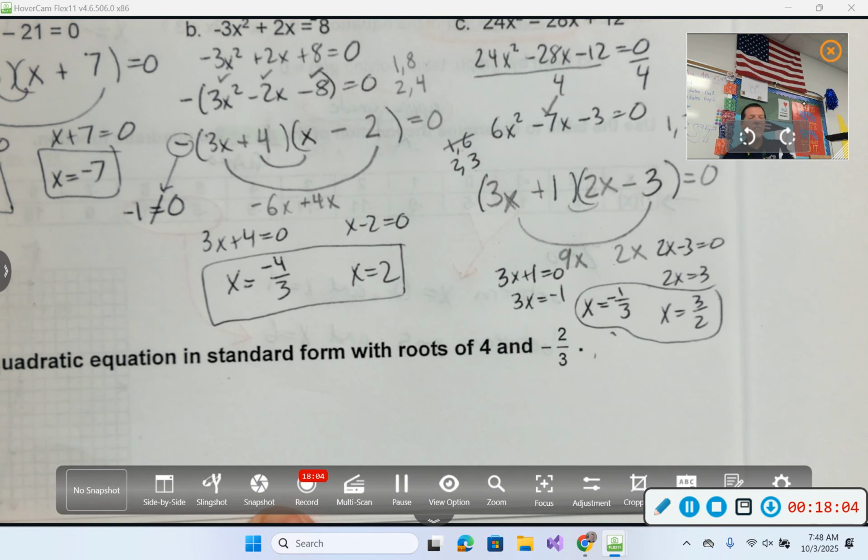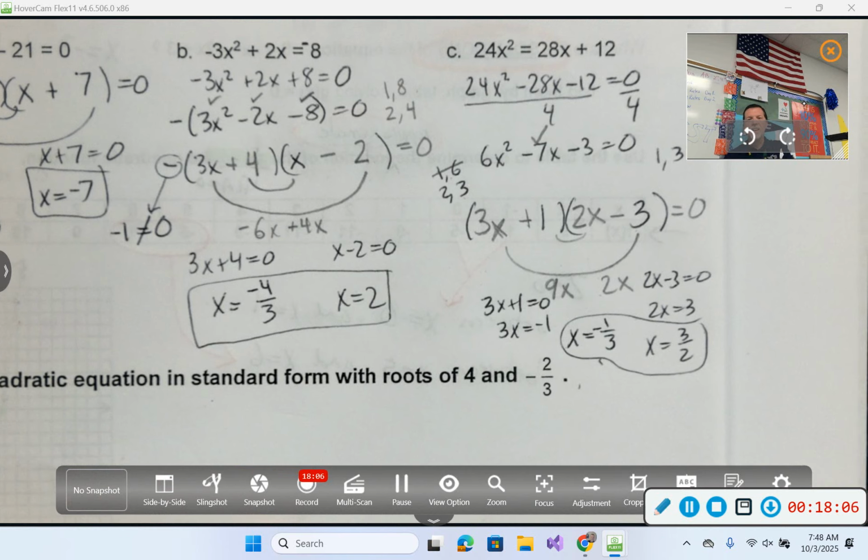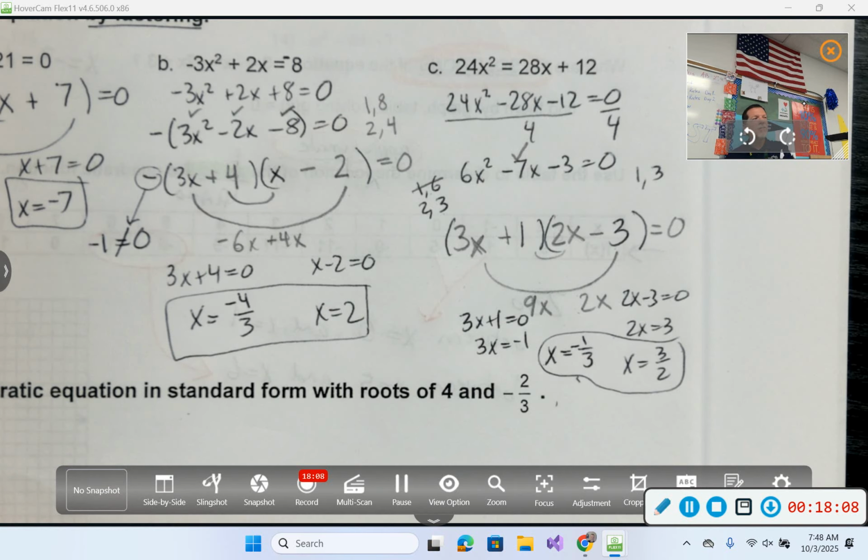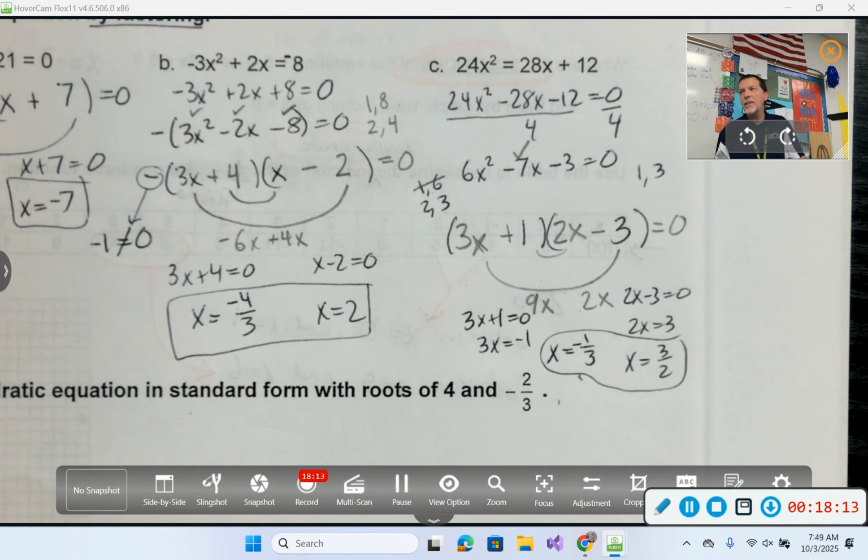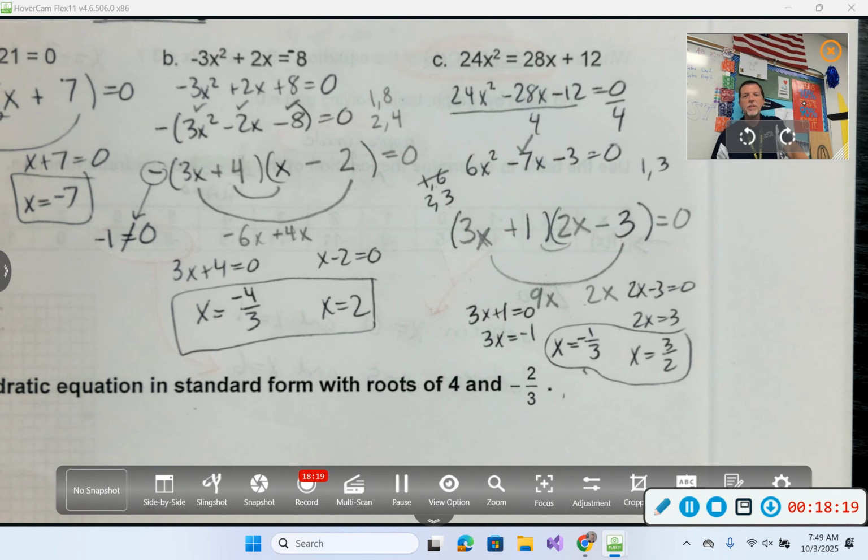Factor, set the factors equal to 0. The hardest part is the factoring, right? Once it's factored, it's pretty easy from there. Most of you are pretty good at factoring by now. That's why we kept throwing you factoring problems. Feels like every day for the past week or so.